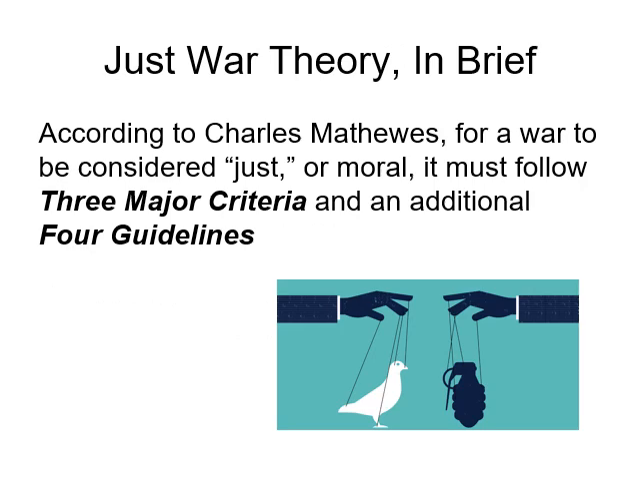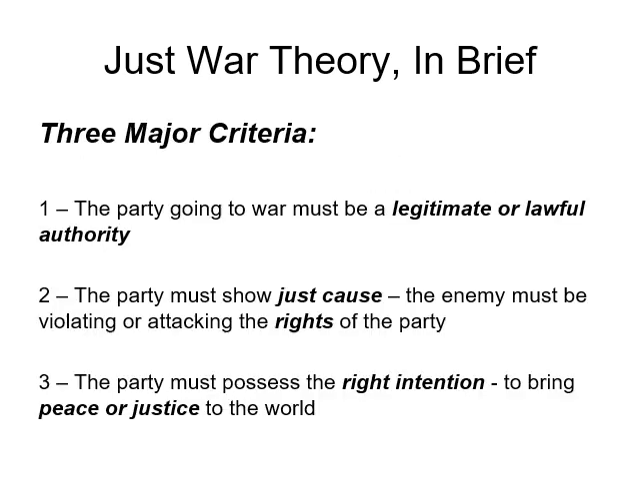Well, according to Charles Mathewes, the author of our textbook, for a war to be considered just or moral, it must follow three major criteria and an additional four guidelines. So in order for a war to be ethical or just, a belligerent party must follow three major criteria. One, the party going to war must be a legitimate or lawful authority, so it must be some kind of formal political entity.